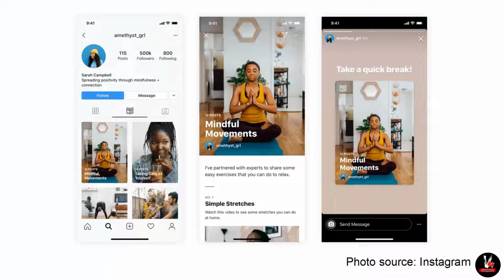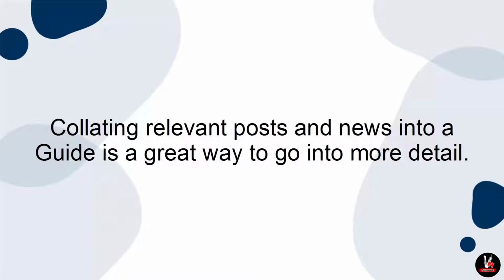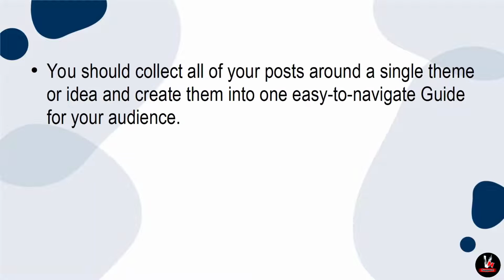If your brand shares a lot of information on Instagram posts, for example, sharing text posts with definitions or explanations of current events or even just quotes, collating relevant posts and news into a guide is a great way to go into more detail. You should collect all your posts around a single theme or idea and create them into one easy-to-navigate guide for your audience.